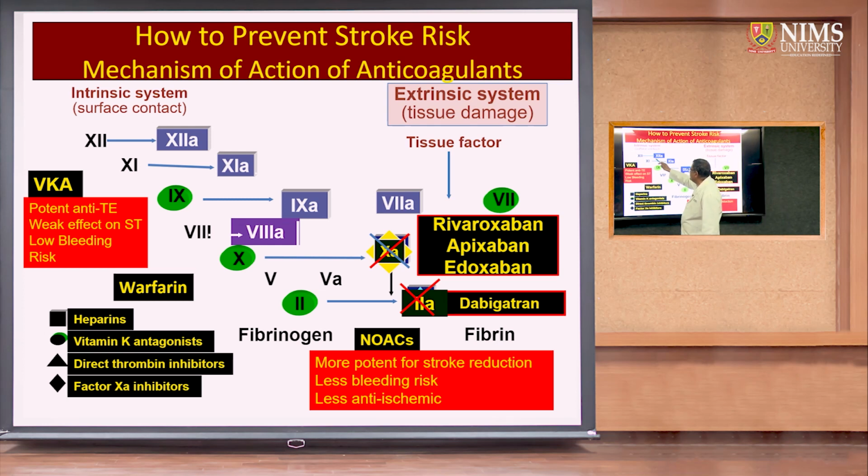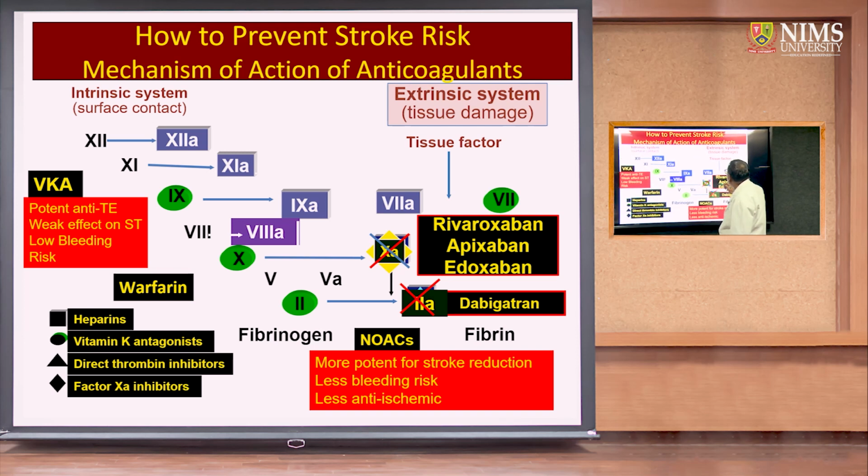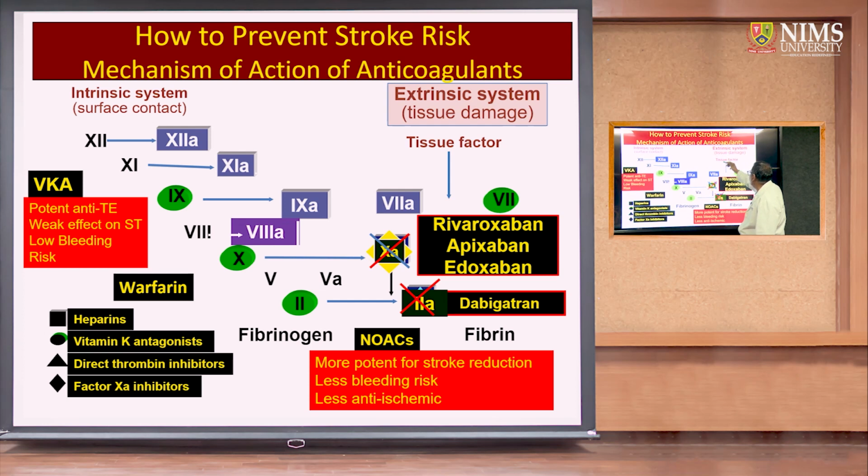Intrinsic system happens when there is a surface contact. So there is basically no injury anywhere, but because of the contact, this whole pathway starts. But the second pathway happens when there is tissue damage and there is a release of tissue factor.